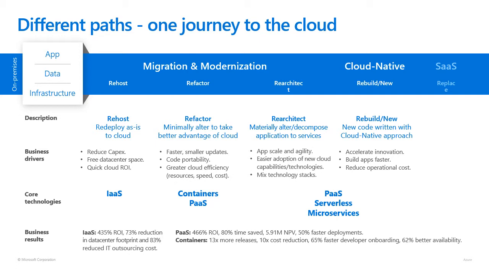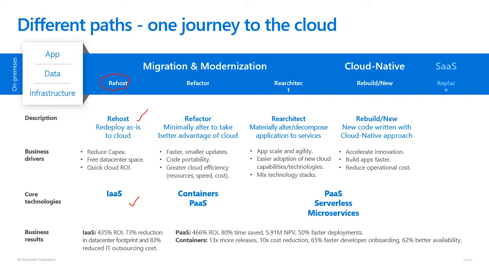So for example, some applications you just simply want to rehost. It means you rehost or redeploy it in the cloud. If the immediate business driver or the benefit that you want to get is to reduce your capex, free data center space, and get quick cloud ROI, then you just rehost it in IaaS components such as virtual machines, storage, and networking. The business result is that by lifting and shifting applications from their current on-premise hosting environment to a different hosting environment on the cloud, using virtual machines and cloud-based storage and networking, you would immediately increase your ROI and also reduce your data center footprint.